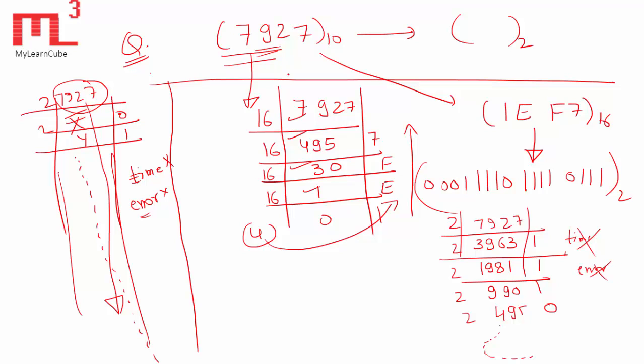But this method is simple. You know that dividing by 16 is done in 4 steps, and you can convert binary to hexadecimal and hexadecimal to binary in seconds. So your smartness can save your time as well as effort. Good. Now the next question.